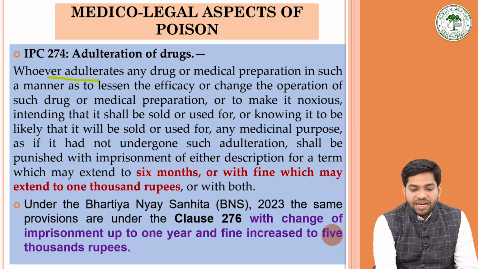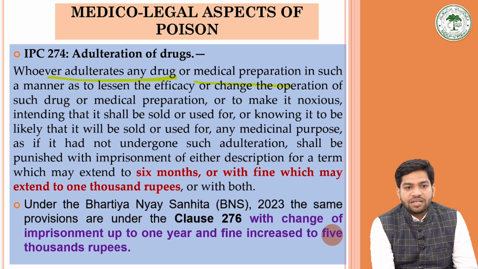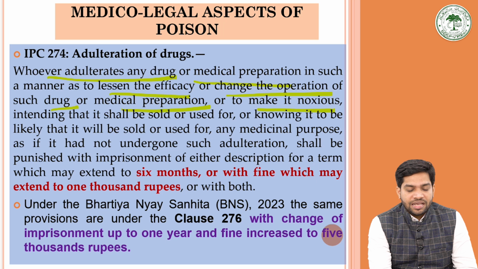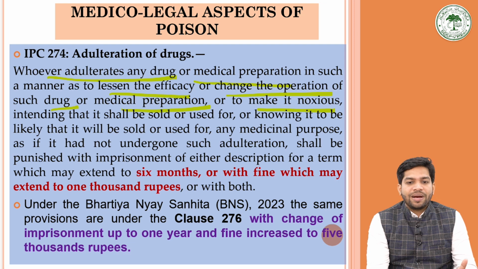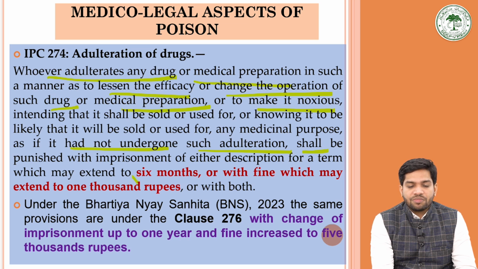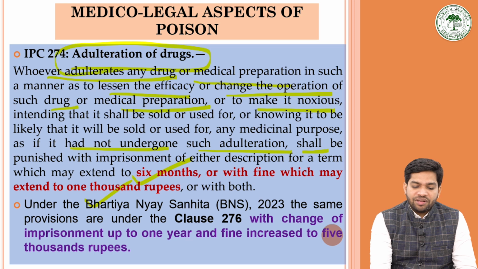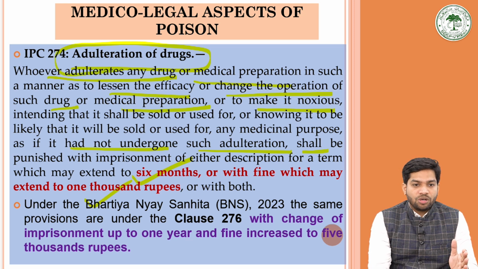Whoever adulterates any drug or medical preparation in such a manner as to lessen its efficacy or change its operation, or to make it noxious, intending that it shall be sold or used for, or knowing it to be likely that it will be sold or used for, any medical purpose, as if it had not undergone such alteration, shall be punished with imprisonment of either description for 6 months, or a fine of 1000 rupees. So adulteration of drugs is punished with 6 months or 1000 rupees.